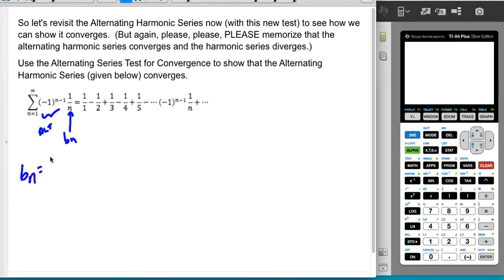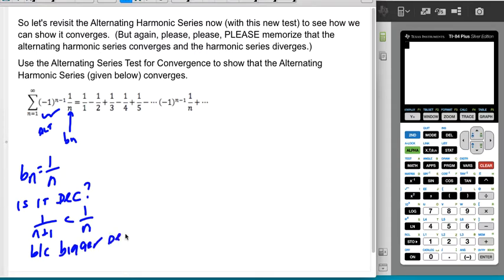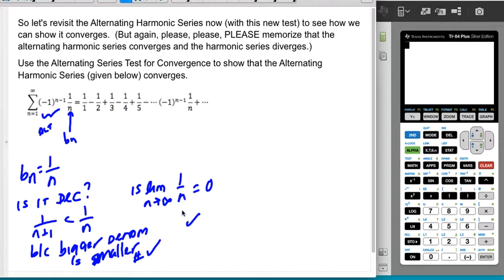So the question is, we have this b sub n is 1 over n. Is it decreasing? Well, yeah, you can see that 1 over n plus 1 should be smaller than 1 over n, because a bigger denominator means a smaller fraction, right? So yes, it's decreasing. You can also figure that out intuitively if you plug some numbers in. And is the limit as n approaches infinity of 1 over n equal to 0? The answer is yes. So since those two things are true, it has to converge by the alternating series test.